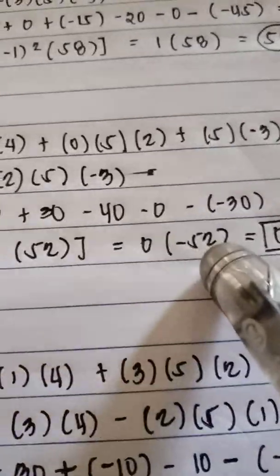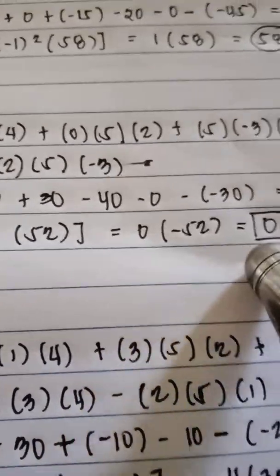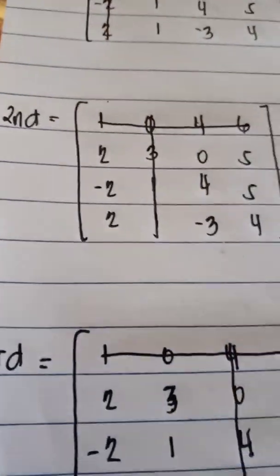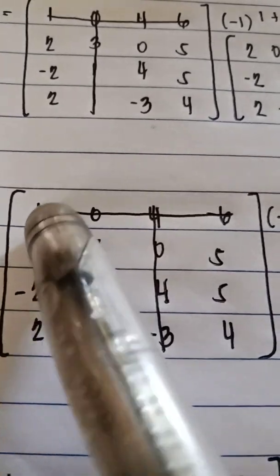Times 52 is equal to negative 52. So 0 times negative 52 is equal to 0. So 0 is the determinant for this. This time, we will eliminate the first row and the third column.